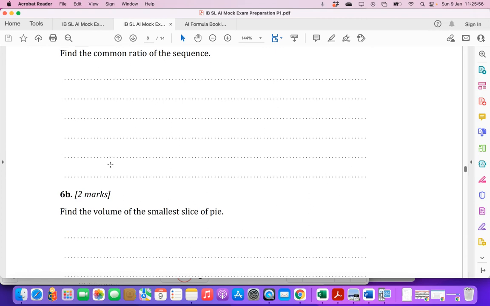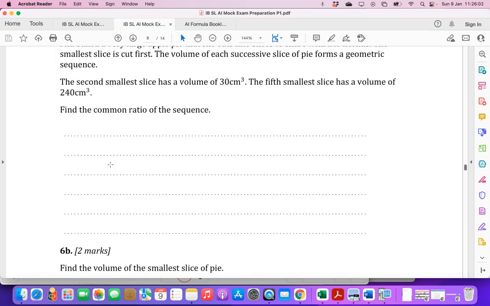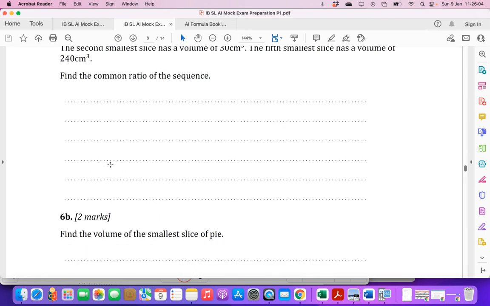Oh, it's the first term in the sequence. Okay, it goes from small to big. So again, we take the second term and divide it by 2, and the smallest slice of pie, I didn't write this one down correctly, is actually 15 centimeters cubed. Or we could, of course, use this. This is the way I did it actually on my answer paper.